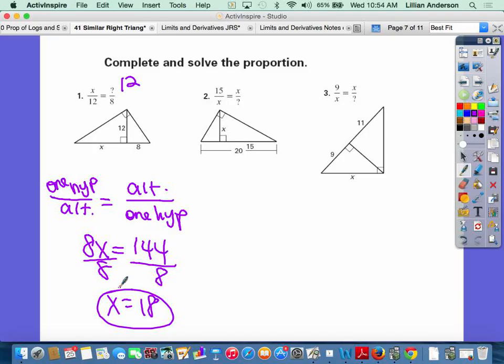Alright, let's look at number 2. Does everyone see the right triangle? Everyone sees the altitude? Okay, so the altitude is the geometric mean between the two parts of the hypotenuse. So I have my x to represent my altitude, that's already there. What goes in that blank spot? 5. How'd you get 5? 20 minus 15. And so cross multiply. X times x is x squared. And what's 15 times 5?